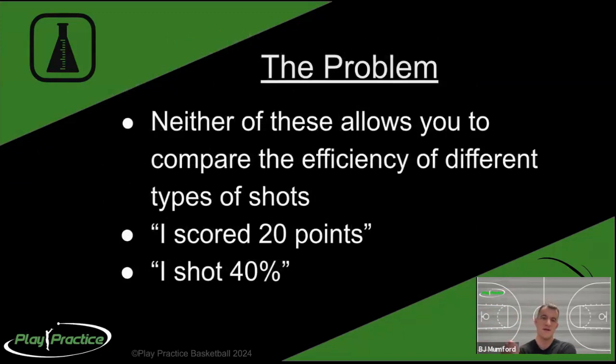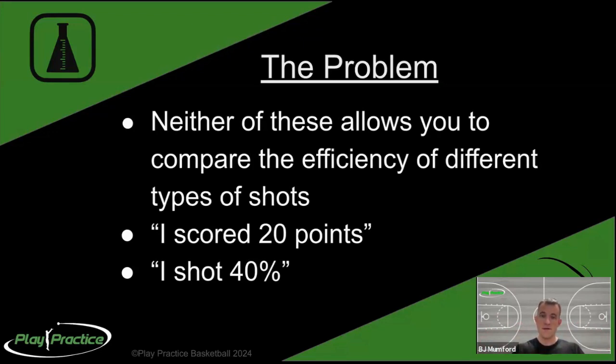The problem with measurement: if we go with field goal percentage or points, neither of these allows you to compare the efficiency of different types of shots. So we can just say, over the whole game, I scored 20 points, or I shot 40% of all my shots, twos and threes, and most of that's mixed together. Maybe you could say for twos or threes I have a different percentage, but you don't actually know the value of each of those in relation to each other.